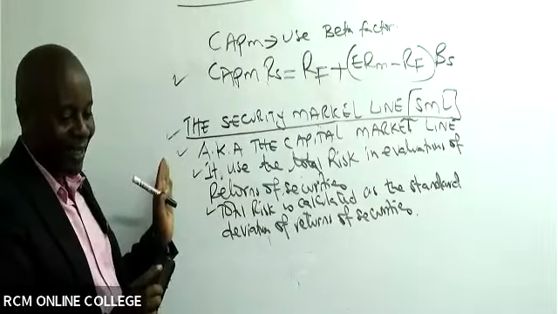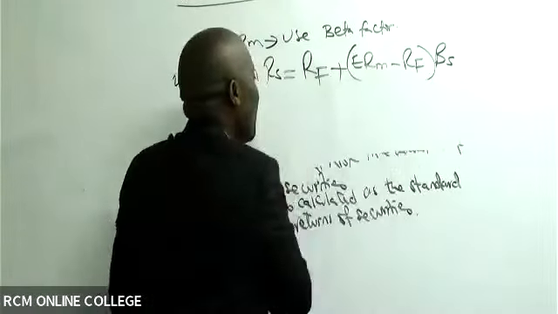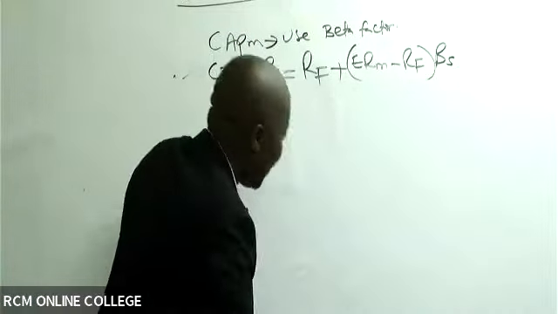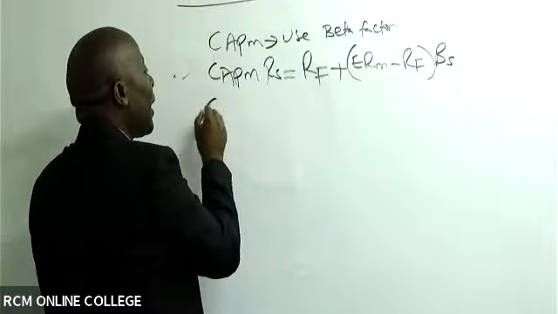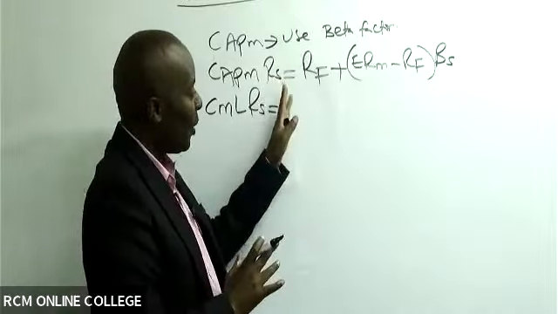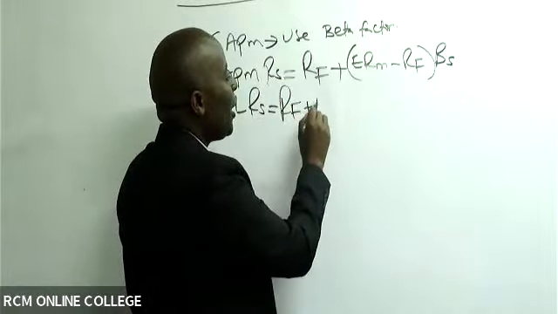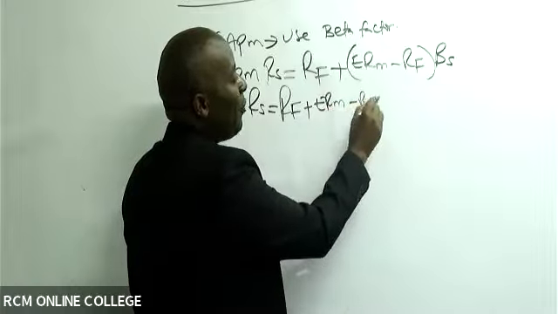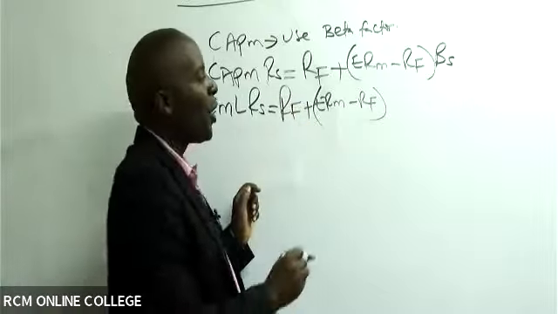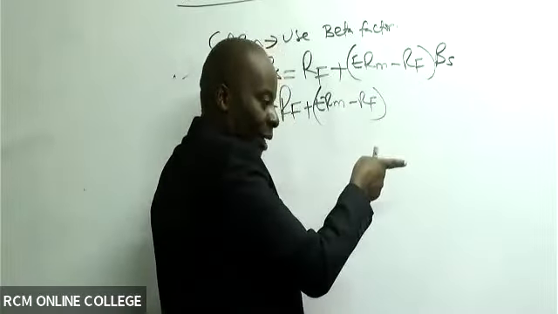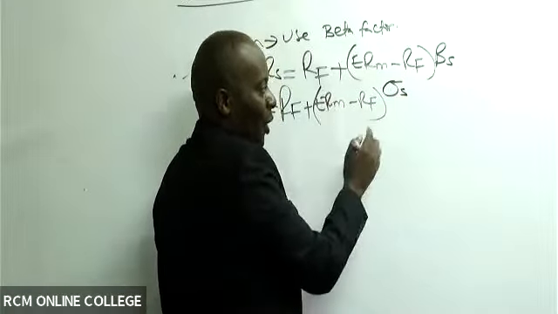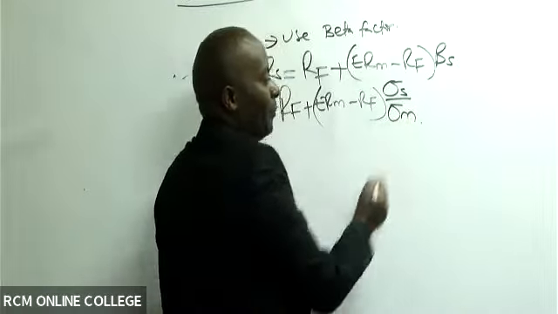Now, ladies and gentlemen, please remember there is something very important. I've written up to here. We are okay up to here. So when they want us to give them the SML returns, or what we shall be calling CML returns, we shall use the same approach as for CAPM. So we take risk-free plus ERM minus risk-free. Everything is the same. And then outside here, instead of talking of risk as beta, we shall talk of risk as standard deviation. So you take the standard deviation of the security over the standard deviation of the market.